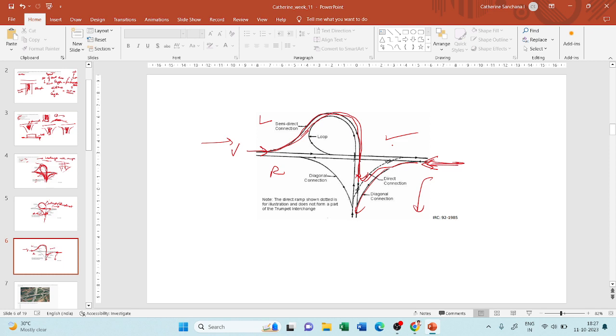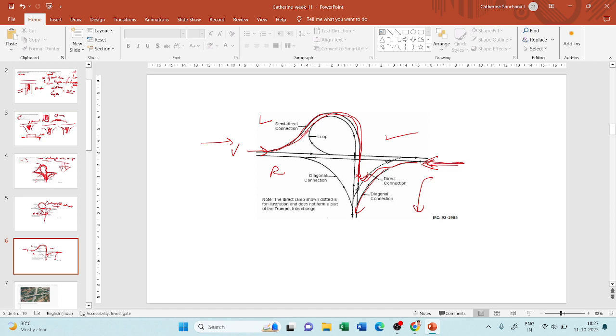So we understood what a direct connection and a semi-direct connection and a loop stand for. It is just to direct you to different roads. Either it will direct you directly by asking you to make a right turn if you want to go to the right, or it can direct you semi-directly or indirectly by asking you to make a left turn in order to go to a road on the right.